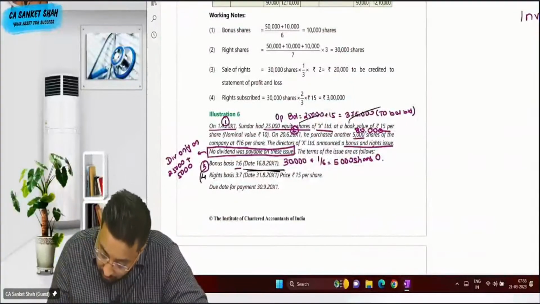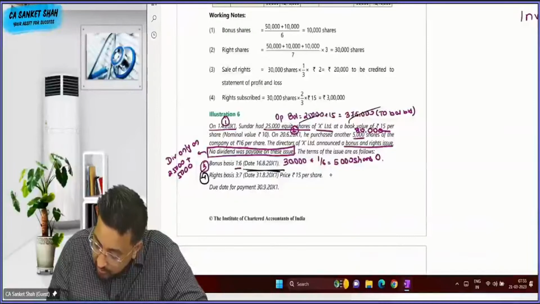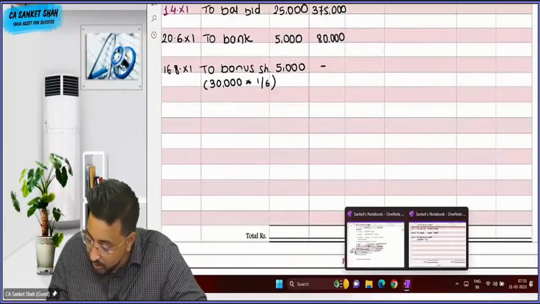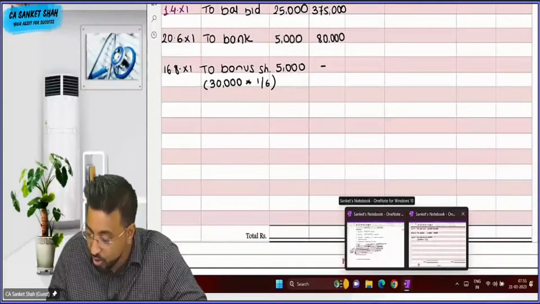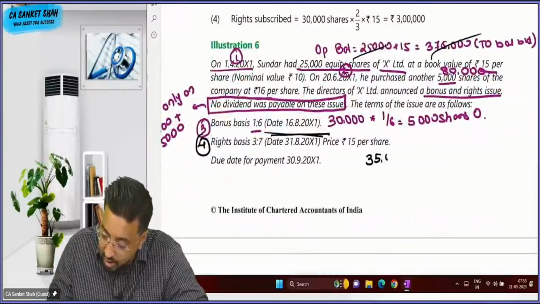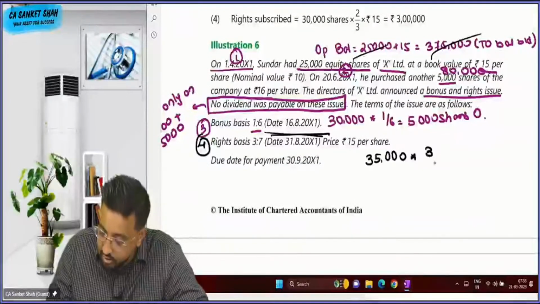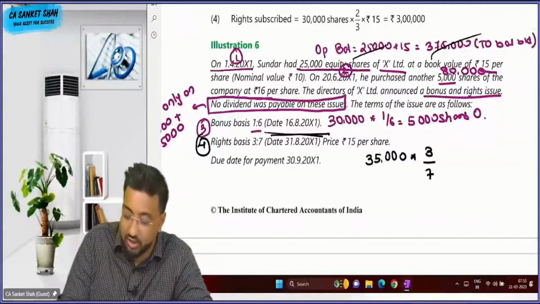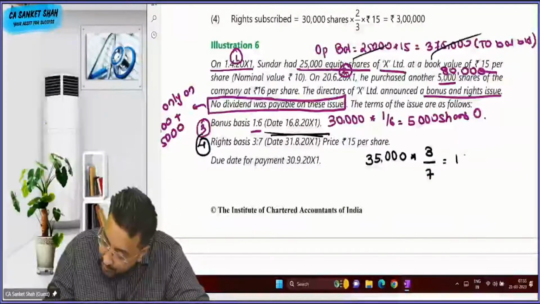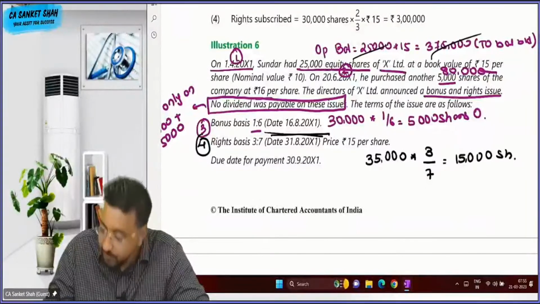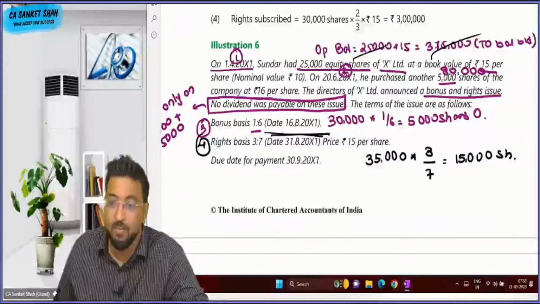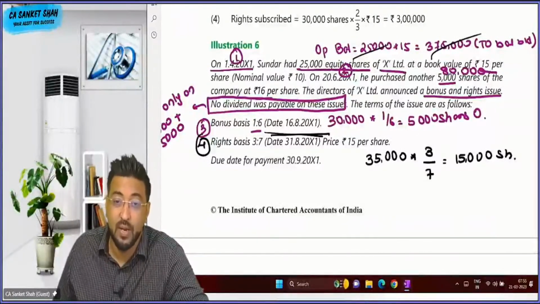Right shares now. So 30,000. Now you have total, yes beta, how many shares do you have? 25 plus 5 plus 5, so 35,000 shares of X Limited. And now I am getting the right shares, 3:7. 7 shares को 3 shares. 15,000 shares. हाउ मेनी शेयर्स आई एम गेटिंग बेटा? 15,000 शेयर्स, करेक्ट है, राइट शेयर्स ऑफ ₹15 ईच, 15 रुपए का एक शेयर मिलेगा.